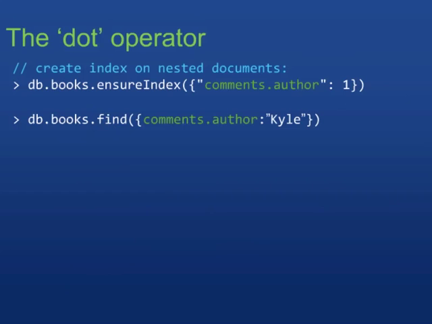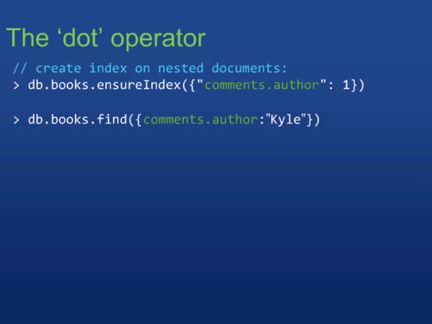Now, once you start adding things like nested documents and arrays, the syntax starts to get a little interesting. We have this thing we call the dot operator, and this allows me to reach into documents and address fields that are stored internally inside of documents. So earlier we were doing a query where we say, find me all the books by this author. But what if I want to find all of the books that Kyle has commented on? Well, here I'm going to create an index on comments.author.